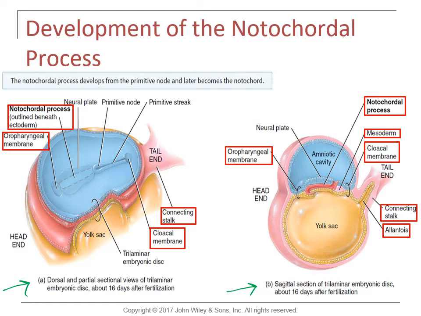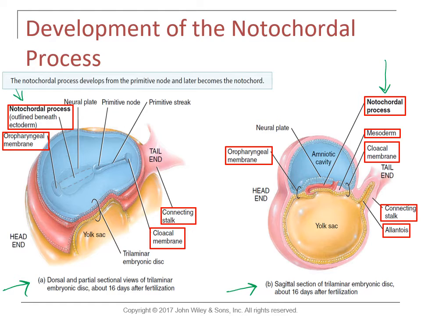Okay, so about 16 days after fertilization, like we said, the mesodermal cells from the primitive node migrate toward the head end of the embryo and form a hollow tube of cells in the midline called the notochordal process. So here we have the notochordal process, and then another one here in the sagittal section view.